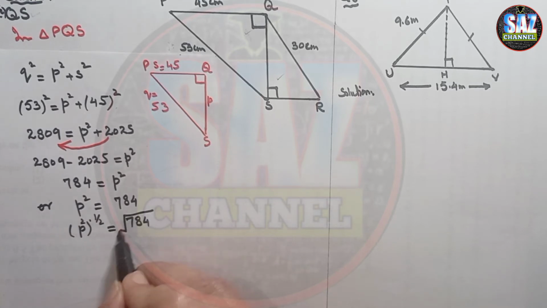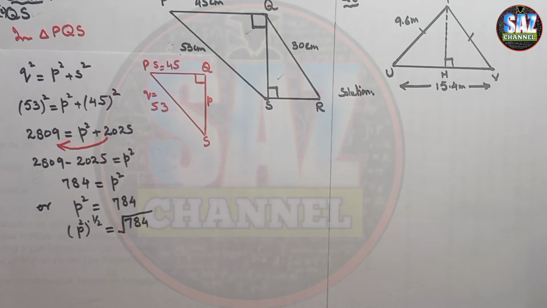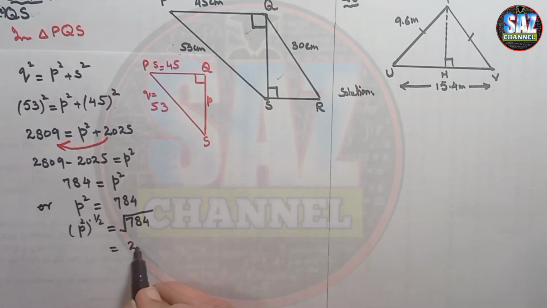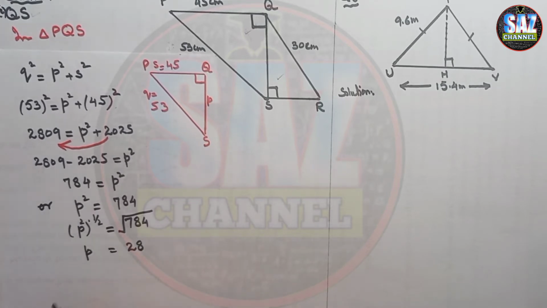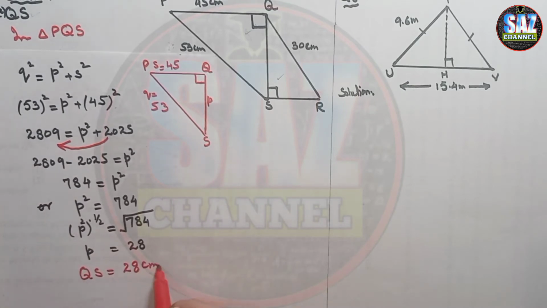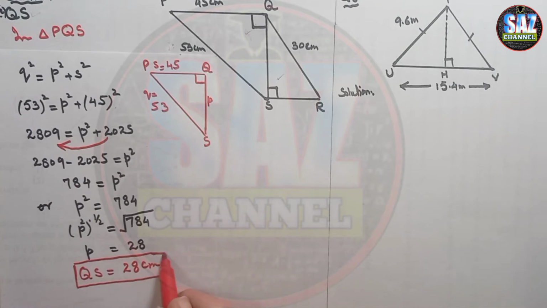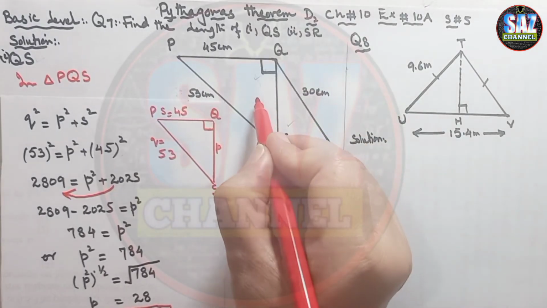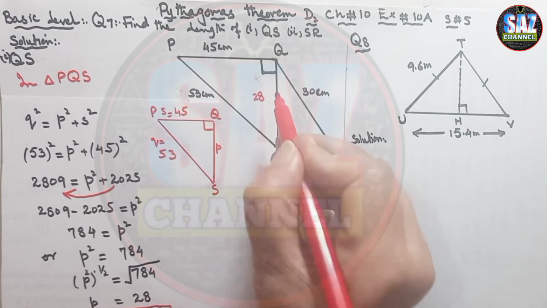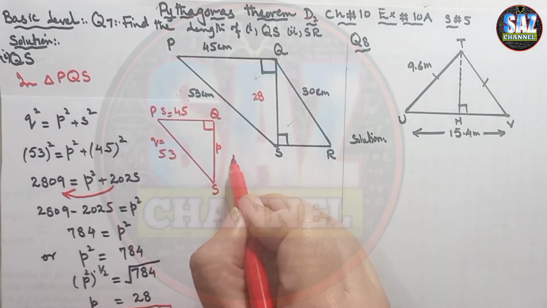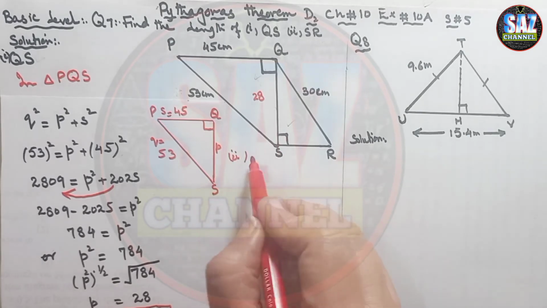The square root of 784. You should have a good command on the squares and square roots of the numbers from 1 till 30, and this will give me p equals 28. P is 28, and p actually is QS. So QS, which is the first requirement, is 28 centimeters. I hope you are clear about this working. Now let's quickly move to the second part of the question, and we can write 28 centimeters here, 28 over here. Now for the second part, that is the requirement for SR.